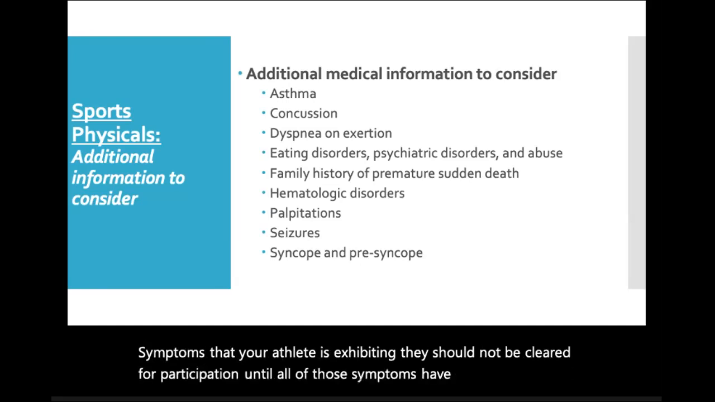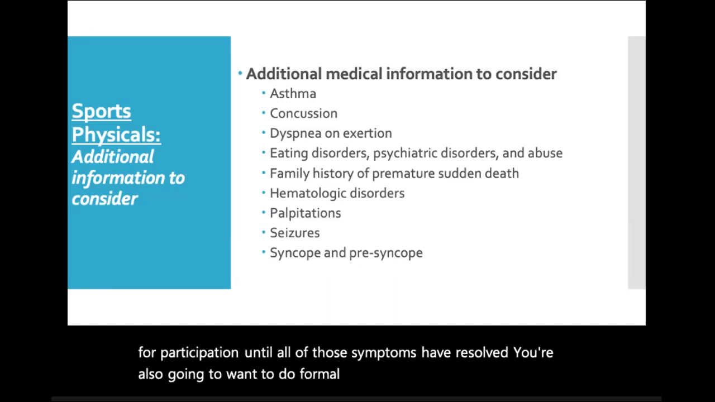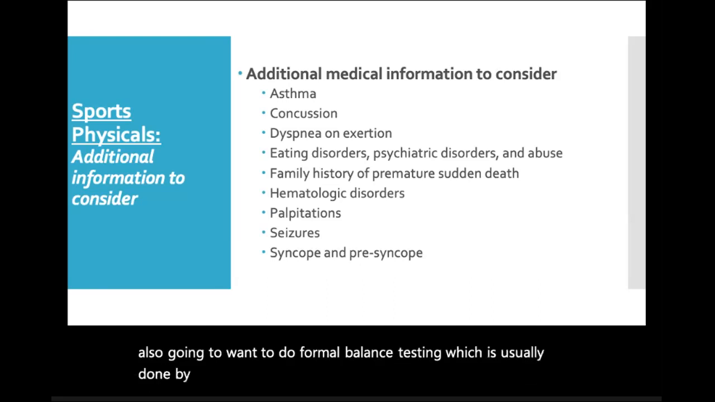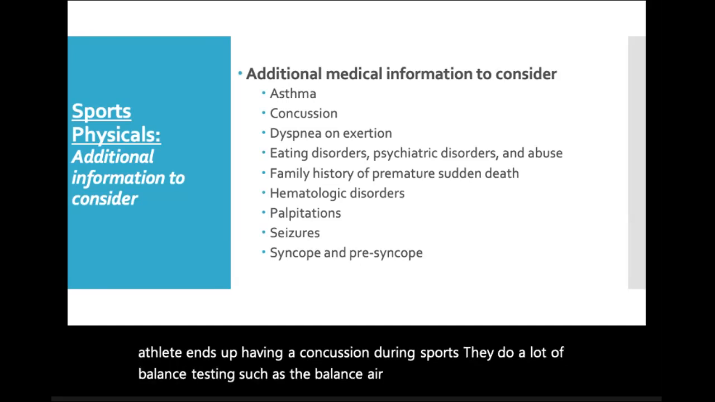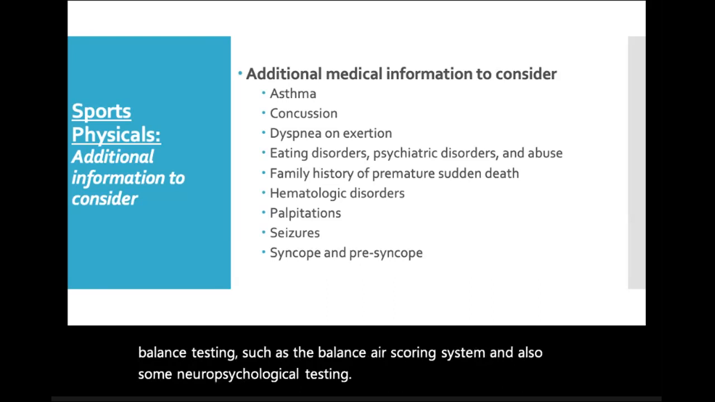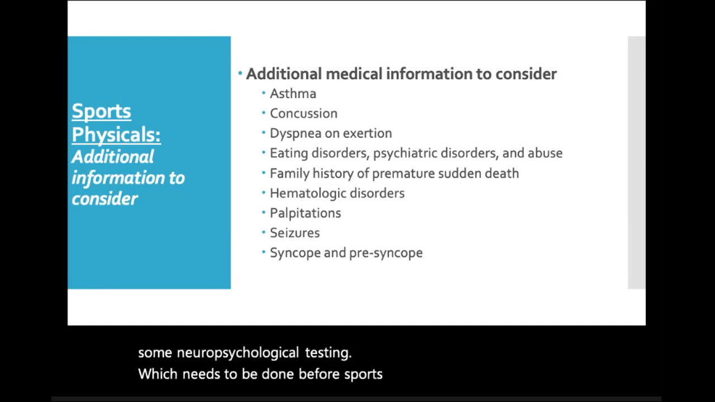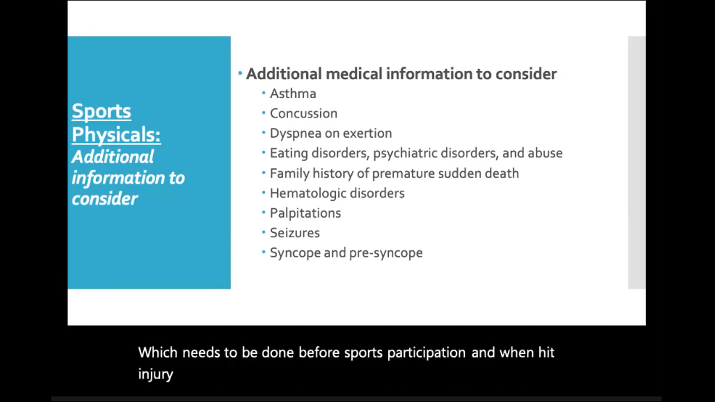You're also going to want to do formal balance testing, which is usually done by the athletic department. If the student or the athlete ends up having a concussion during sports, they do a lot of balance testing, such as the Balance Error Scoring System, and also some neuropsychologic testing, which needs to be done before sports participation. And when head injury occurs, they need to be cleared before they are allowed to play again.